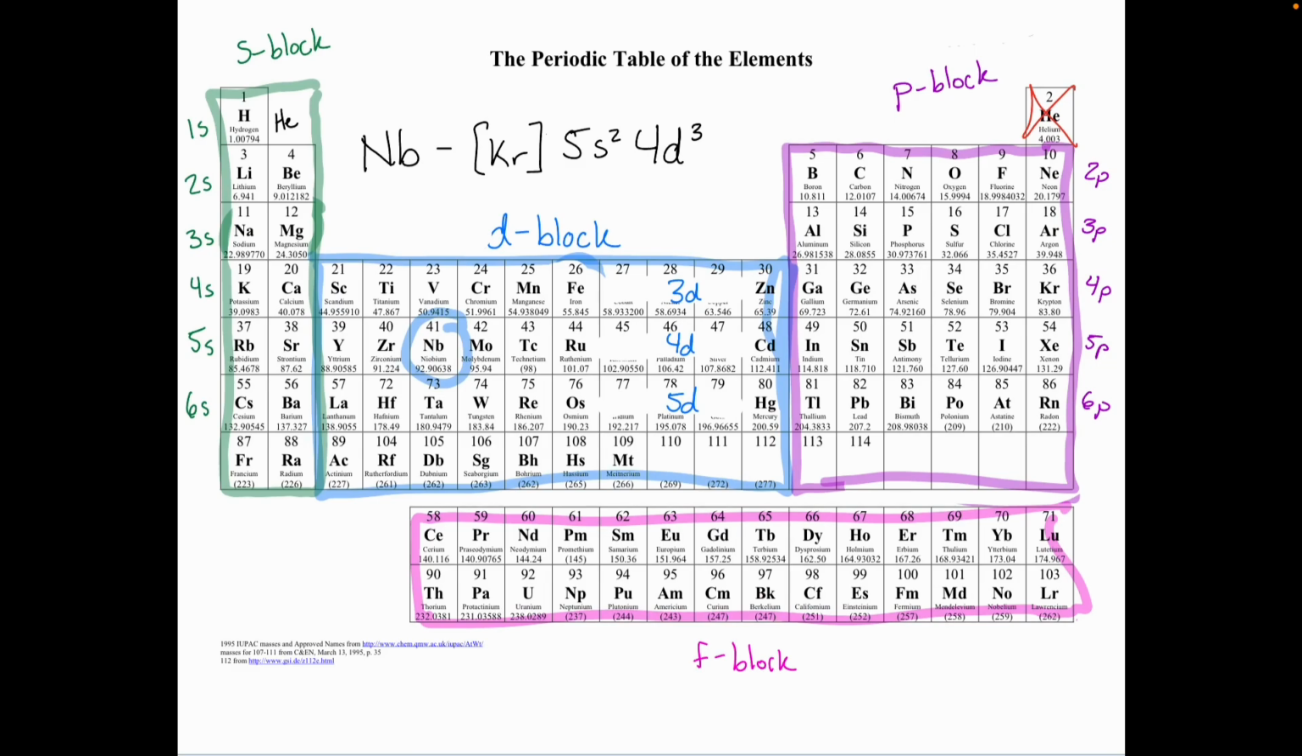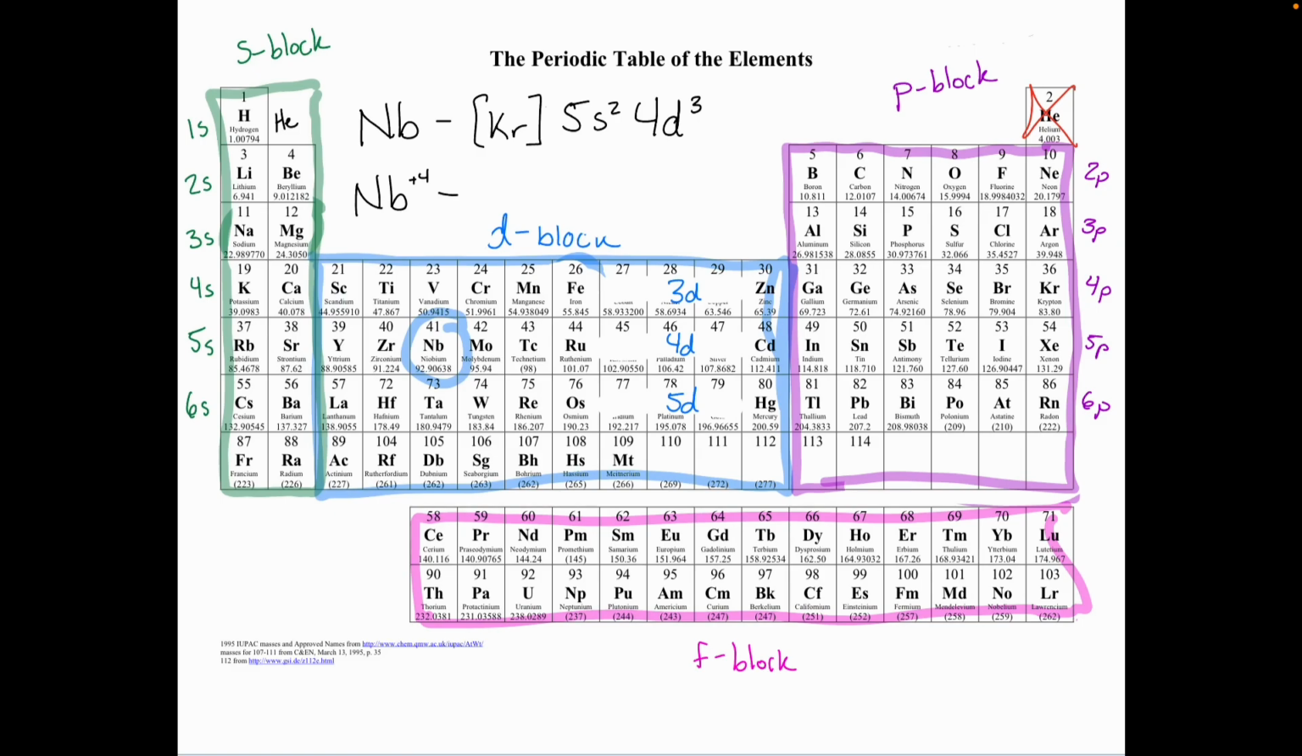All right, so given what we did before with niobium, everybody tell me what the niobium 4 ion's electron configuration would be. You can keep it in that noble gas abbreviation if you want.